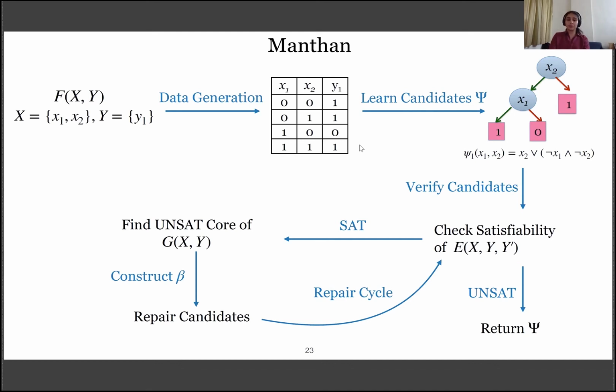So if the error formula is sat, Manthan constructs another formula g over x and y variable. And it finds the unsat core of g formula to construct the repair formula beta. And with the help of beta, Manthan repairs the candidate. And then it checks the satisfiability of the error formula again with the repaired candidates. This loop continues until the error formula is unsat. That's how Manthan does the synthesis of Skolem functions. Let us move to the experimental evaluation of Manthan.